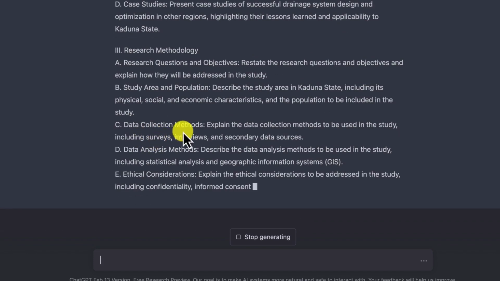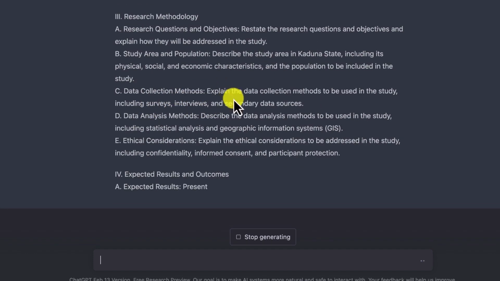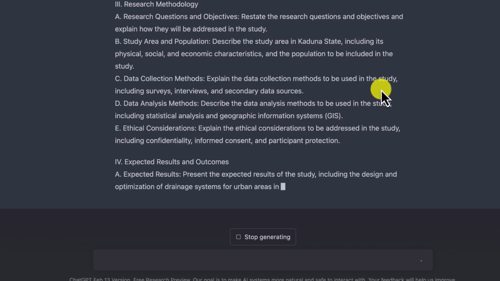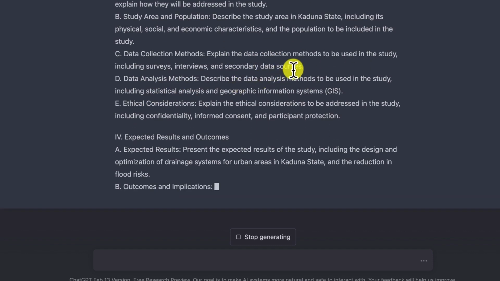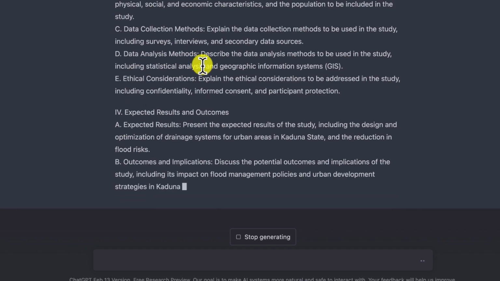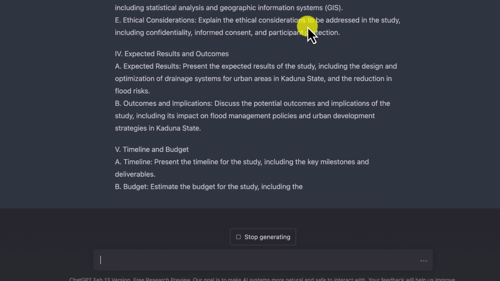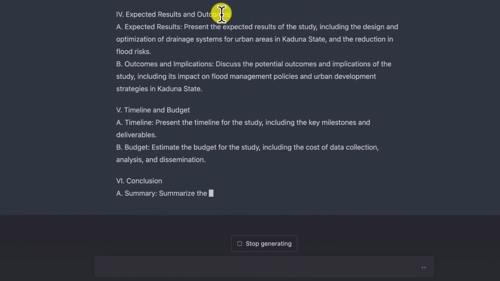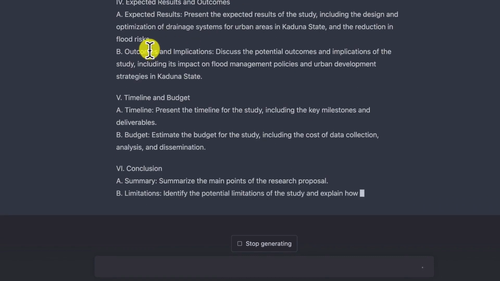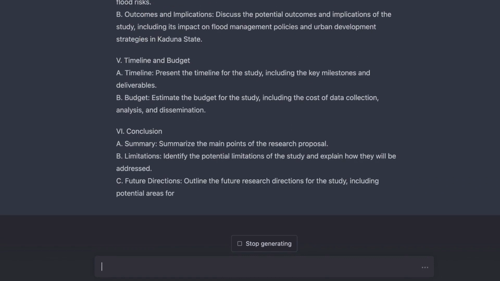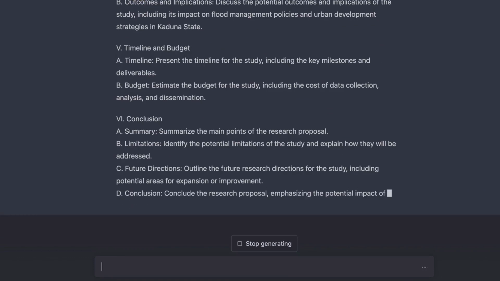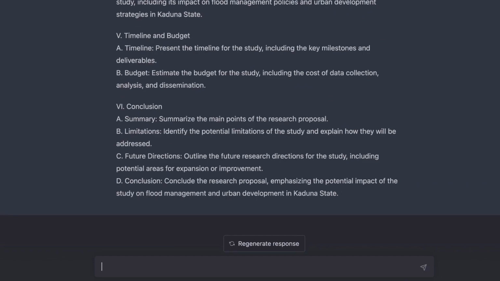Then to data collection, how you're going to collect your data, and you can explain the data collection methods to be used in the study, including surveys, interviews, and secondary data sources, whatever. Data analysis methods, you're going to cover all this. And then you can have ethical considerations, explaining the ethical considerations to be addressed in the study, including confidentiality, informed consent, and all that. And then in research proposals, usually you have expected results and outcomes, and it covers that as well. Expected results: present the expected results of the study, including design and optimization of the drainage system for urban areas in Kaduna State and the reduction of flood risks, outcomes and implications, timeline and budget.